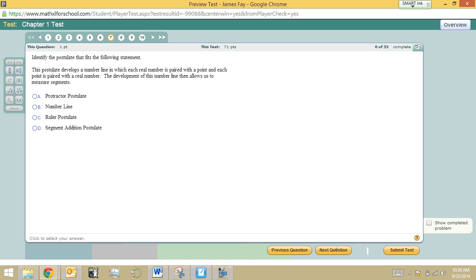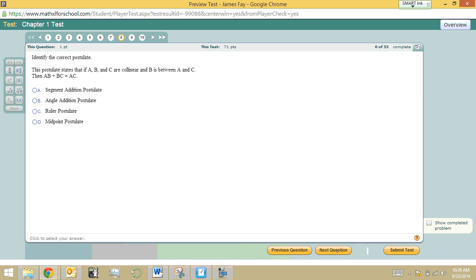This postulate develops a number line in which each real number is paired with a point, and each point is paired with a real number. The development of this number line then allows us to measure segments. That's the ruler postulate. This is the segment addition postulate.